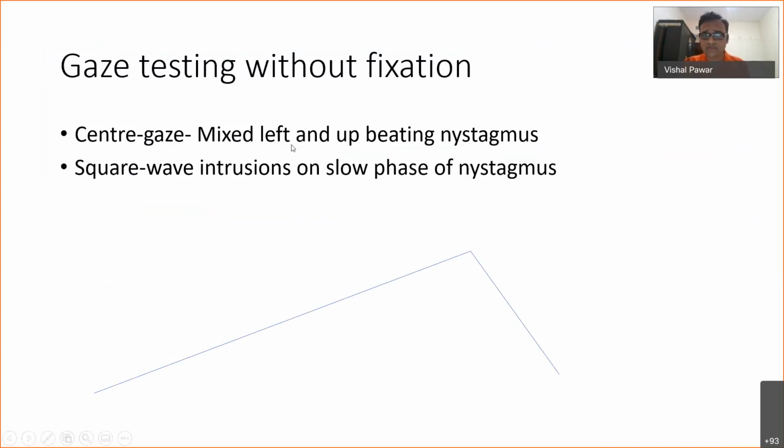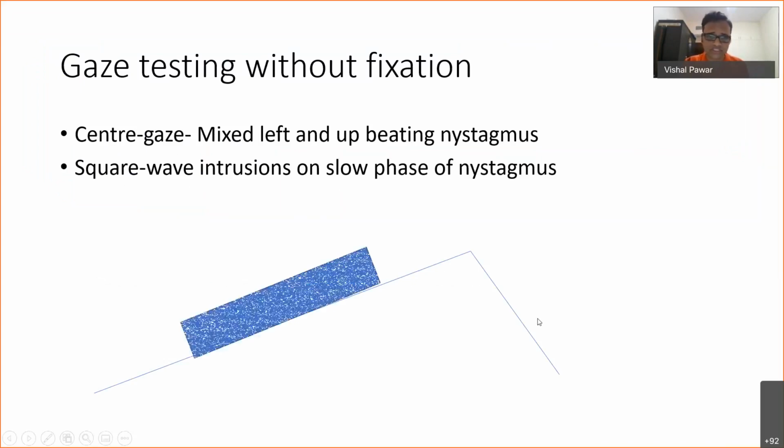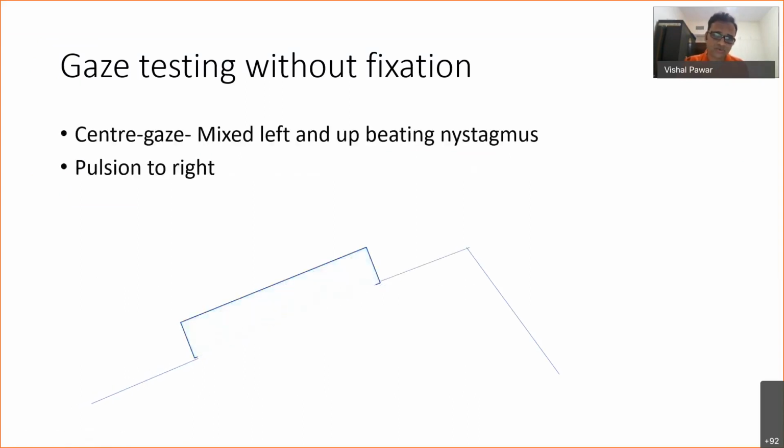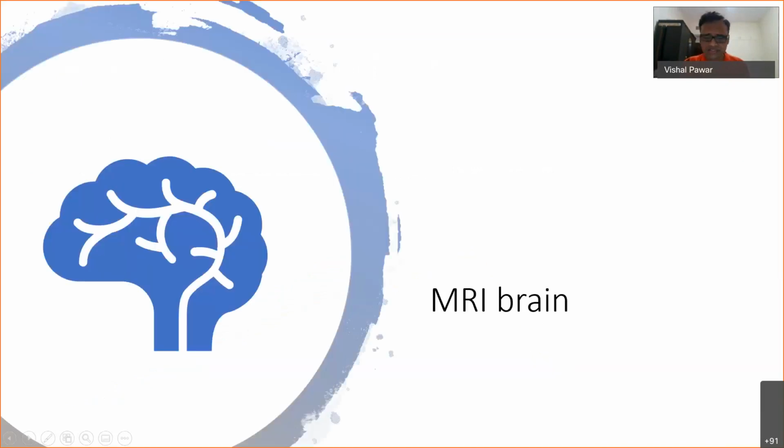In center gaze, there was mixed left and upbeating nystagmus and square wave intrusions on the slow phase of nystagmus. It is just like a brick sitting on the slow phase of the nystagmus. It is also called a pulsion, and it's one of the abnormalities which is seen in central lesions.